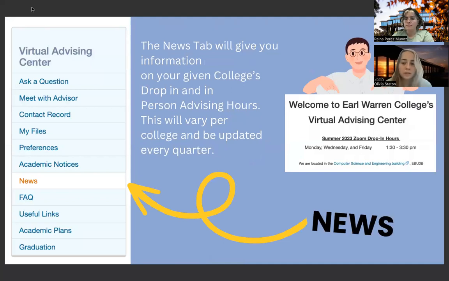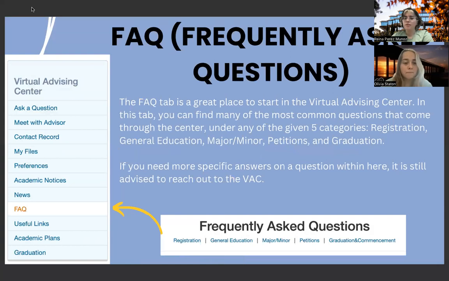The news tab is pretty simple. It just gives you any information about the Virtual Advising Center hours. It usually defaults to your college. And we have an example from Warren College, but yours will look different depending on what your college is. Yeah, and then we have the frequently asked questions tab. So this is a great place to start in case you might have a question and it's something that they get asked pretty often. They usually have preset answers that you can check out there.